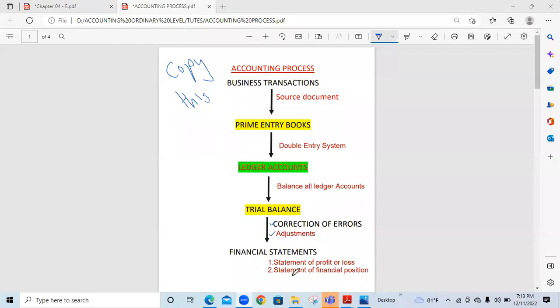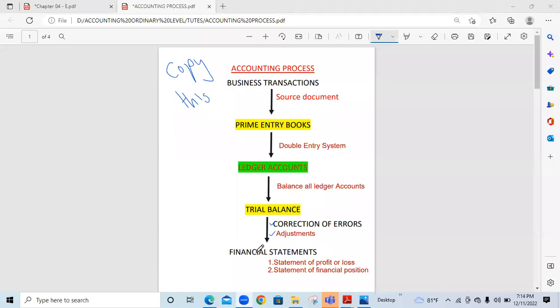Can I start now? So guys, remember, first of all, transactions you will record in prime entry. To record in prime entry, you need evidence. The evidence is the source document. And then from prime entry, you will transfer to ledger accounts based on the double entry system. Every transaction will have a debit and a credit entry. And then you will balance all the ledger accounts and prepare the trial balance.